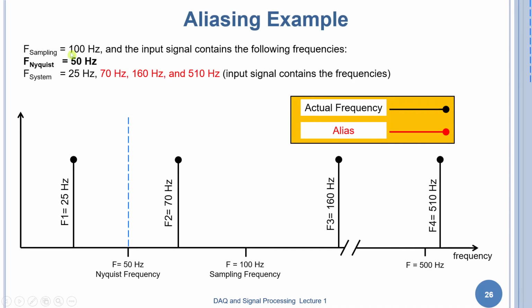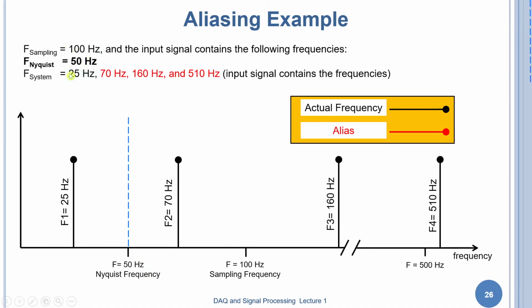So here I have a sampling frequency of 100 hertz. By definition, my Nyquist frequency is going to be 50 hertz, so any frequency beyond 50 hertz will have an aliasing effect. These are my original frequencies: f1 is 25 hertz, f2 is 70 hertz, f3 is 160 hertz, f4 is 50 hertz. Now for 25 hertz, as per the Nyquist criterion, I am going to capture it correctly because it is less than my Nyquist frequency. So any frequency lesser than 50 hertz will be captured correctly.